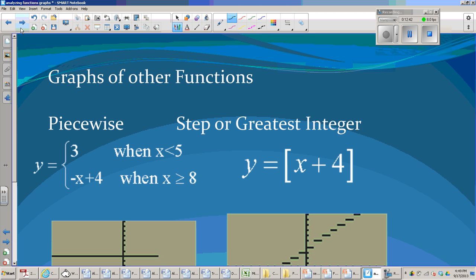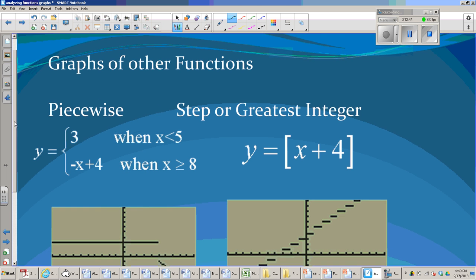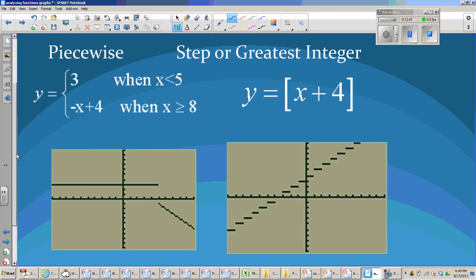Let's look at a few other graphs. The piecewise function first. It looks like pieces, 2 different pieces. We could have 3 pieces or multiples. The one on the right looks like we would be walking up steps, so we call that a step function.